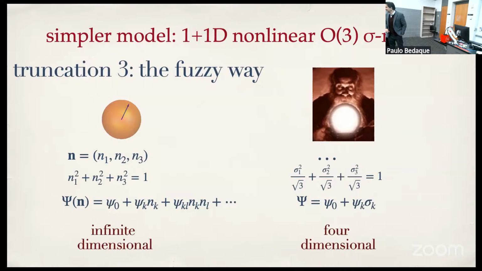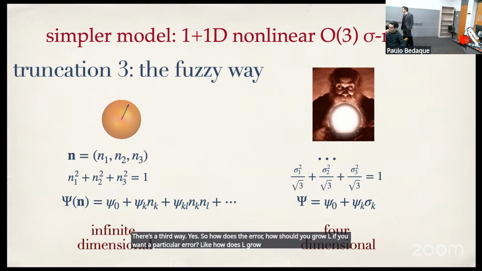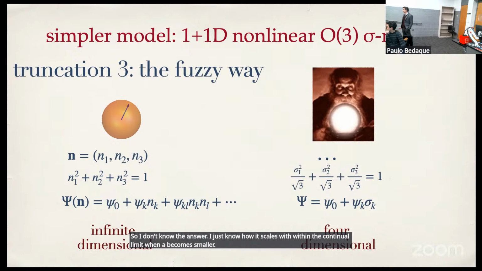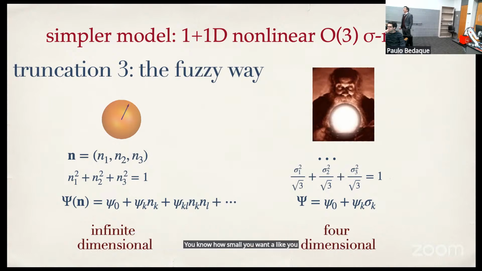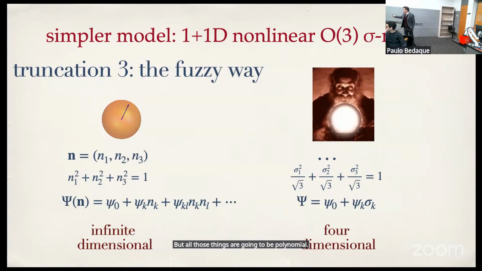There is a third way. Yes. So how should you grow L if you want a particular error? Like how does L grow with the error? I don't know. This is very dependent on the particular way you discretize, so I don't know the answer. I just know how it scales with the continuum limit when A becomes smaller. Yeah, so there is a relation between the error you can accept and the value of A. So you have to put all those things together. But all those things are going to be polynomial, so I didn't bother. Yeah, but if there is an exponential cost before.